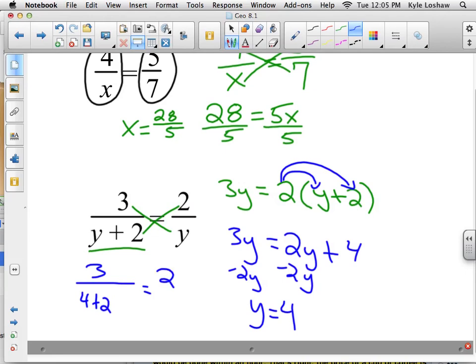And instead of y, we're going to put in 4. And what is 4 plus 2? Well, it is 6. And is 3 divided by 6 the same as 2 divided by 4? Or is 3/6 the same as 2/4? I believe they are the same. Good job. Thank you. I appreciate it.